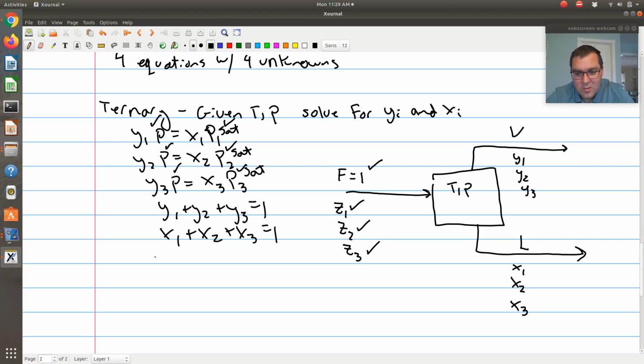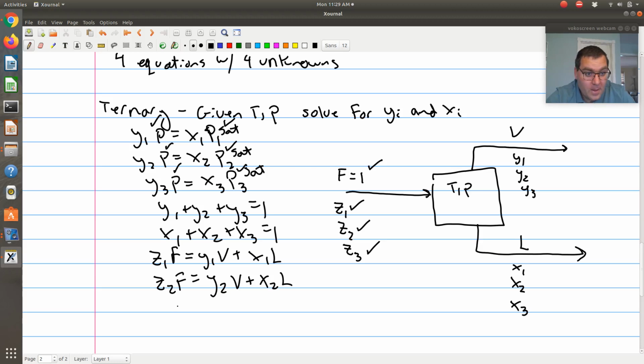Let's just write Z1F is equal to Y1V plus X1L. Z2F is equal to Y2V plus X2L. And then it could be, F is equal to V plus L, or we'll just write the same thing here. Z3F is equal to Y3V plus X3L.